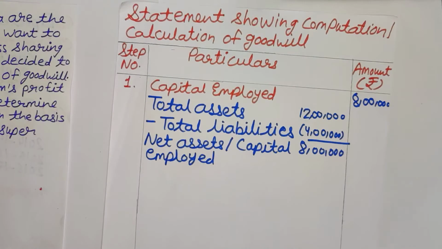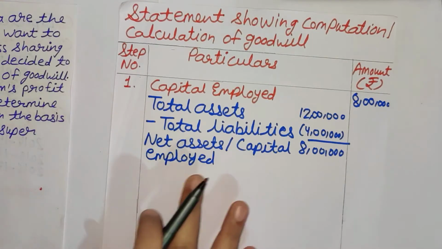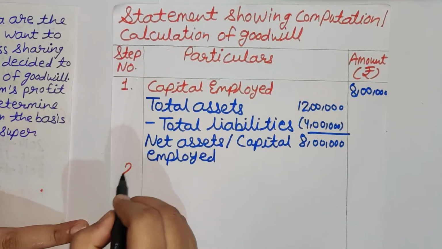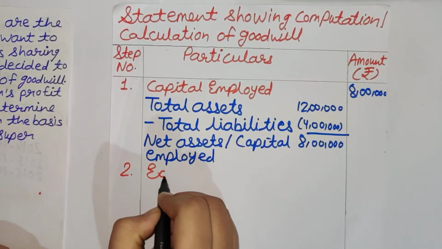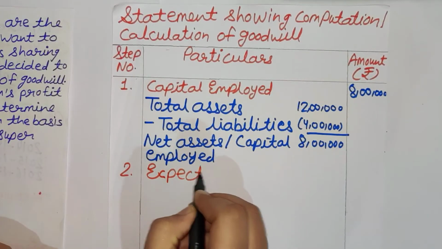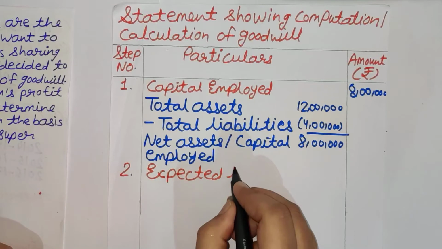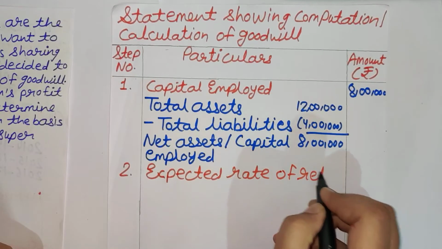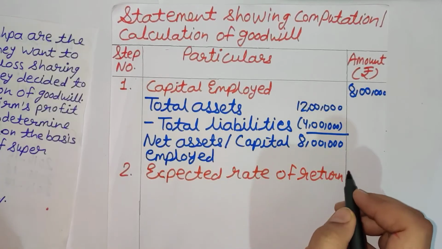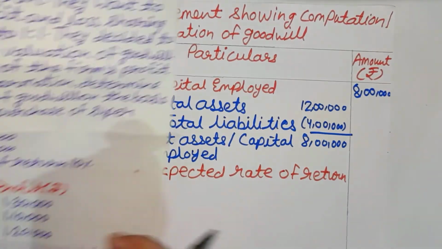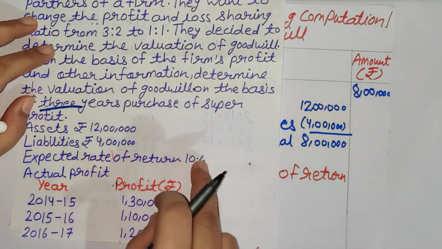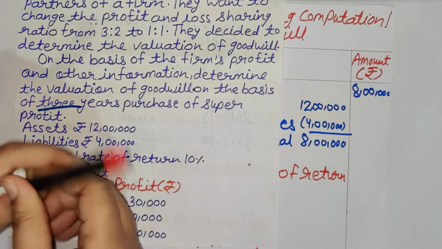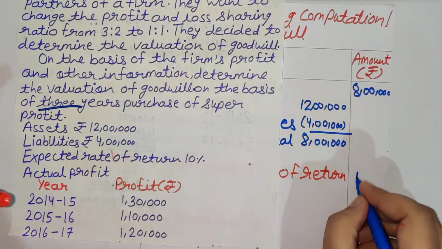Clear? Now the second step is the expected rate of return. Second step is the expected rate of return. So in the sum, they have given us that the expected rate of return is 10%. So we will write here 10%.